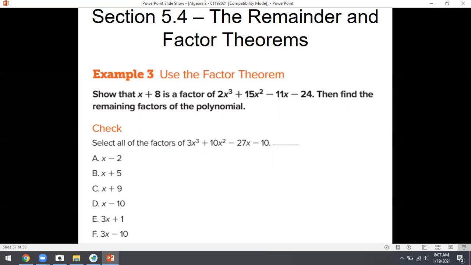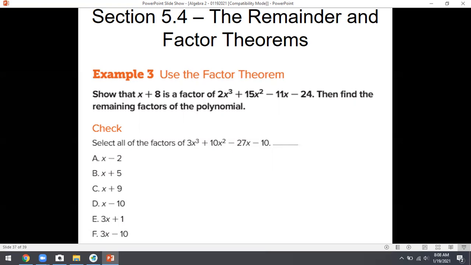That's the main point of this right here. If x plus 8 goes into this thing, then when I do the long division, the remainder should be 0. That's the big highlight of today. That's one of them right there. In fact, that's what the factor theorem says. You want to write down that the factor theorem says if something goes into it, the remainder will be 0. That's essentially the big idea. So we want to see if x plus 8 does go into this thing.